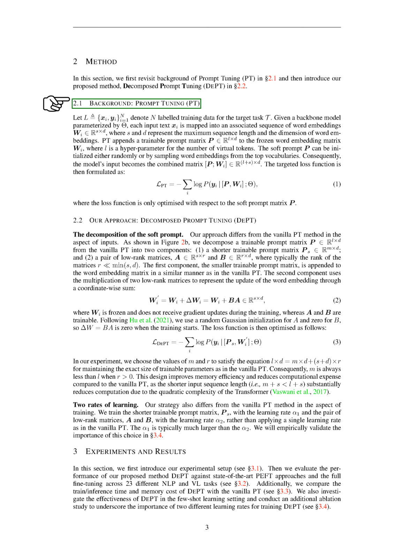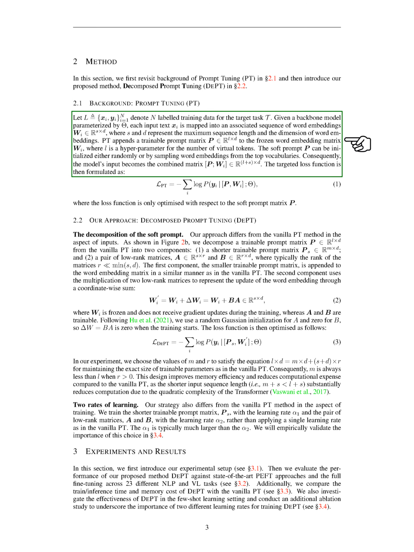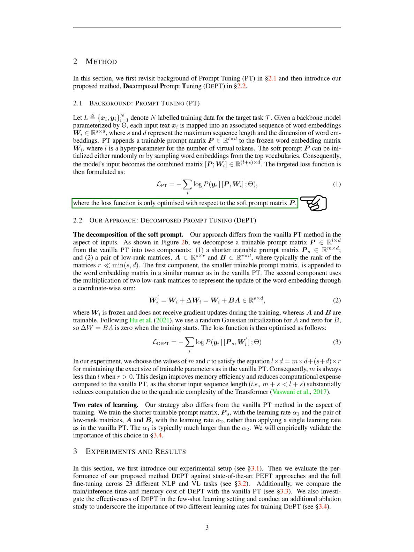Now, let's revisit the background of prompt tuning. Given a set of n-labeled training data for the target task, each input text is mapped into an associated sequence of word embeddings. Prompt tuning appends a trainable prompt matrix to the frozen word embedding matrix, where the number of virtual tokens is a hyperparameter. The soft prompt can be initialized either randomly or by sampling word embeddings from the top vocabularies. Consequently, the model's input becomes the combined matrix. The targeted loss function is then formulated, where the loss function is only optimized with respect to the soft prompt matrix.